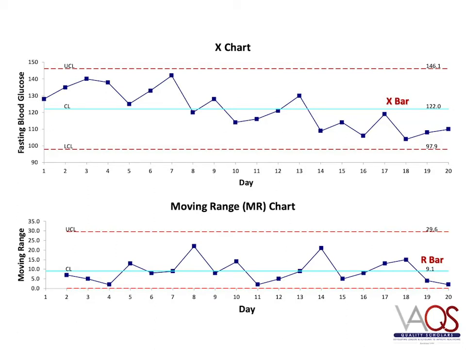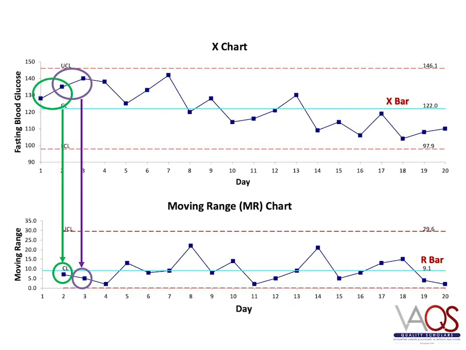The moving range chart is created from the absolute value of the difference between successive data points on the X chart. For example, the first point on the moving range chart is the absolute value of the difference between the first and second points on the X chart. The second data point on the moving range chart is the absolute value of the difference between the second and third points on the X chart.